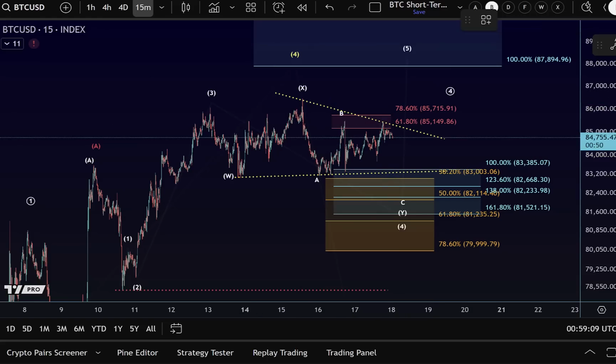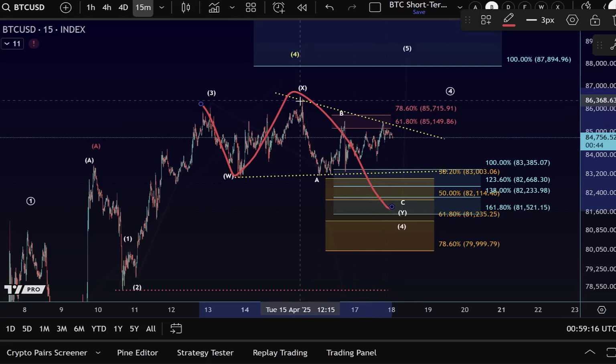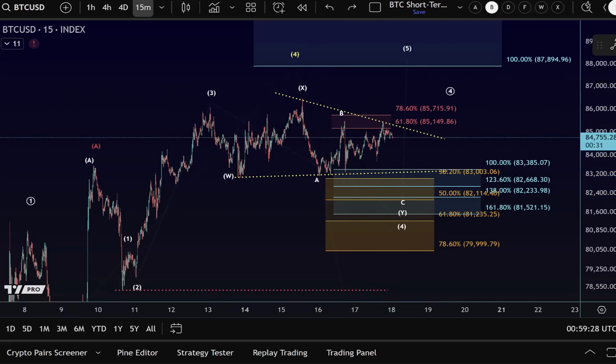Now, I have to say that this structure is quite ambiguous. So I'm tracking this as a WXY structure, with wave Y being an A, B, C. And the C wave could be 1, 2, 3, 4, 5. So the question is, where could that wave 5 of C land?